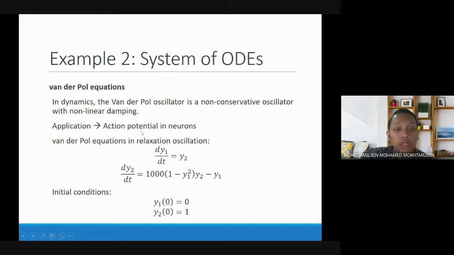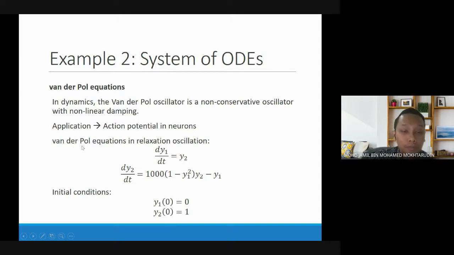So action potential is basically the electrical current in our muscle. Electrical current in our muscle or in our brain is transmitted using neurons. So there's an action potential, or potential, the V, what is it in Malay, I can't remember, electric potential.